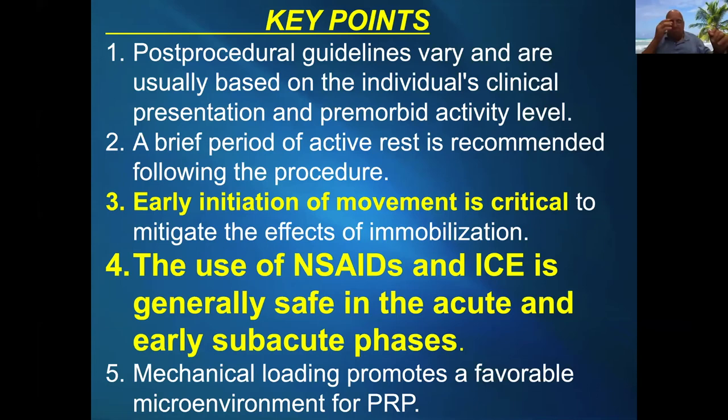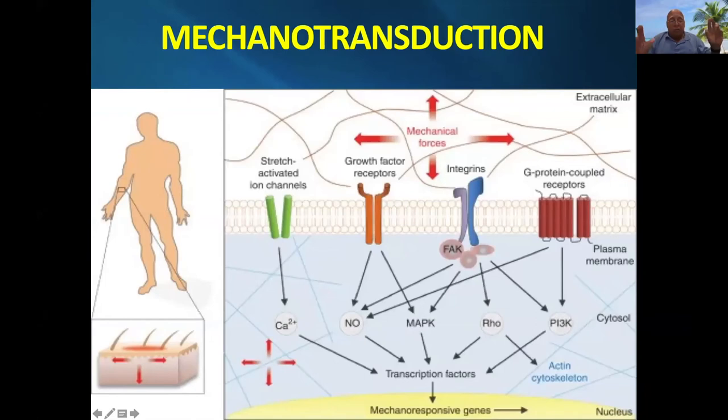Well, what we found, and we can back it up in the literature, is that the use of non-steroidal anti-inflammatories and ice is generally safe in the acute and subacute phases. Very important, okay? I have no hesitation giving a patient Advil, Aleve, ibuprofen, as long as it's medically okay, right after the procedure. I can give it to them the day of the procedure. I've been doing it for 10 years with no fallback in my results. The other thing we noticed is that mechanical loading promotes a favorable microenvironment for the PRP and for success. It's something called mechanical transduction. When you stimulate a muscle, what happens eventually? Transcription factors come into play, certain cytokines are made, and you get success, okay?